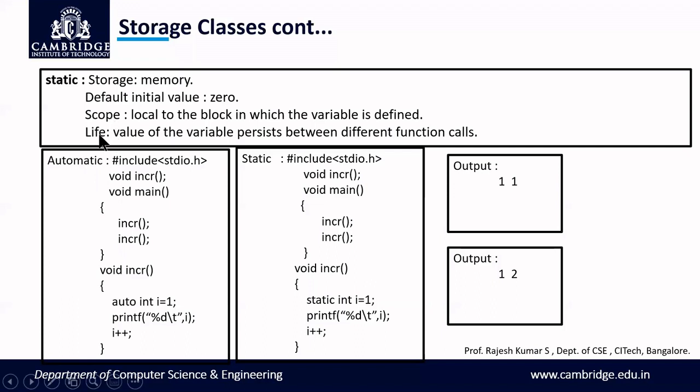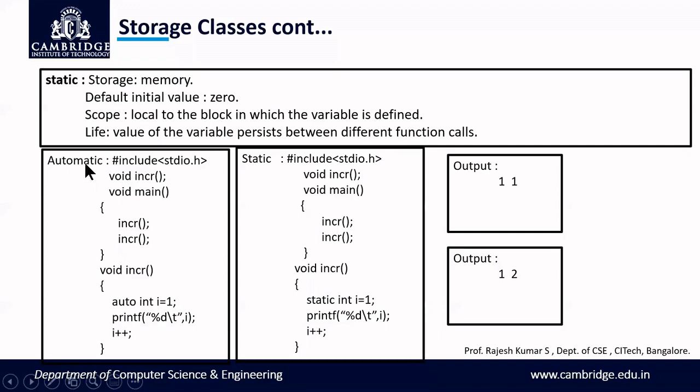Now, the only thing you have to know is about the life of this variable. The value of the variable persists between different functions. What do you mean by persist? That is, the updated value will be retained between the two functions. Now, how do we justify this? Let us see a small example program for this.